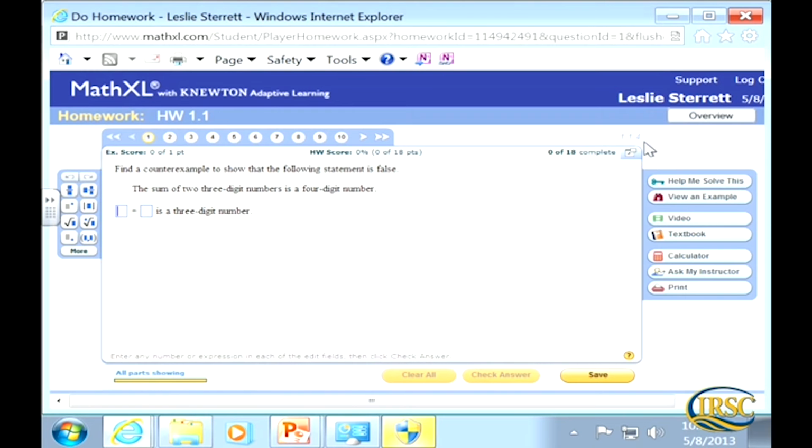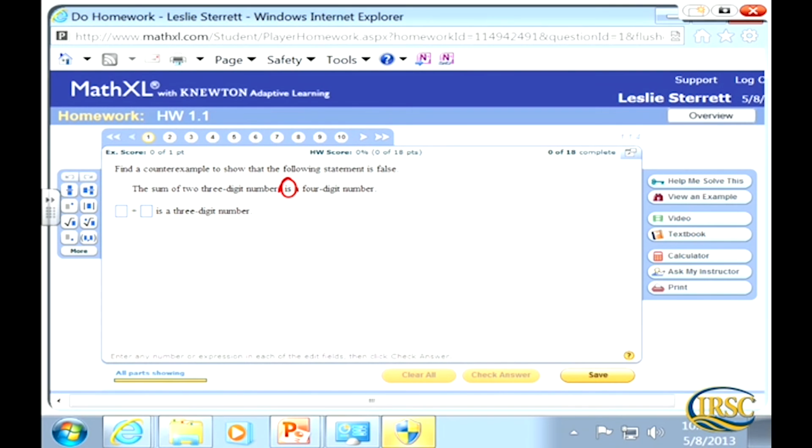So notice in this one it says, find a counterexample to show that the following statement is false. It says the sum of two 3-digit numbers is a 4-digit number. Okay, now I'm going to circle a key word on here. Is.